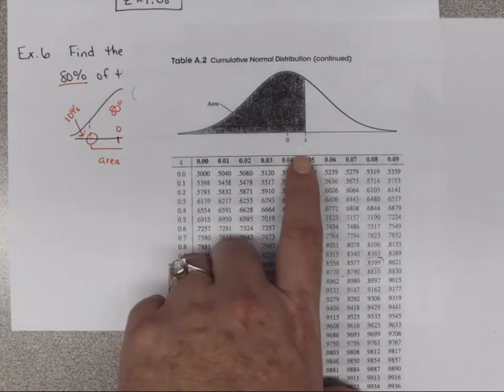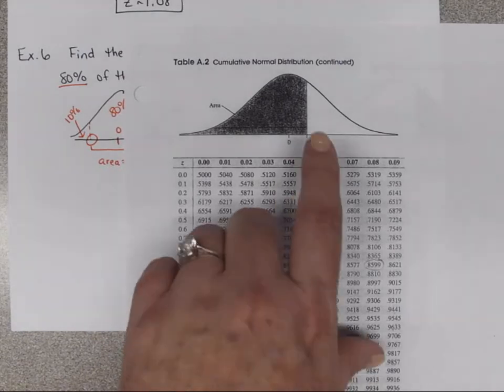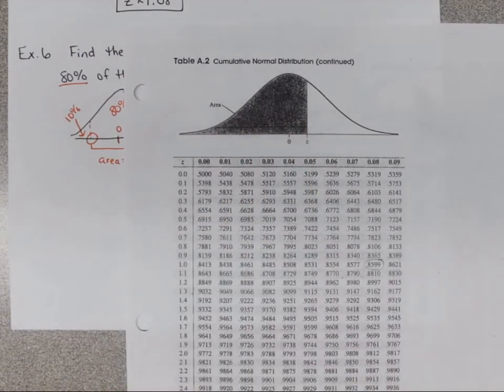So just remember, even the picture shows this, but the area is always being told to you from this table, everything to the left. So if you want the area to the right, you're going to have to take it away from 1, okay?